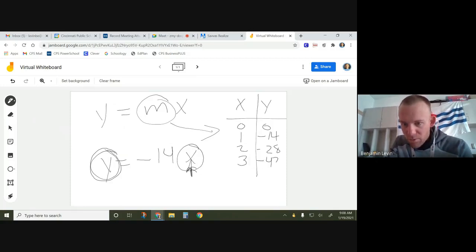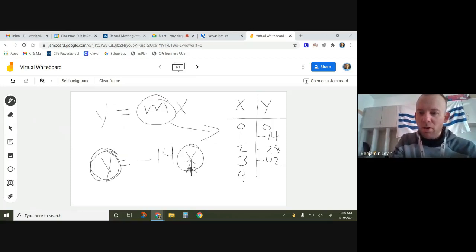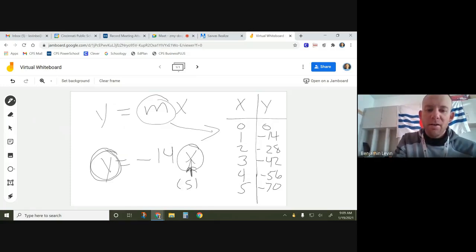negative 42. When x is 4, again, we're counting by 14s here, right? Because we're just multiplying by negative 14. When x is 4, y is negative 56. When x is 5, that would be negative 70. 5 times negative 14 is negative 70. That's how I'm getting that.